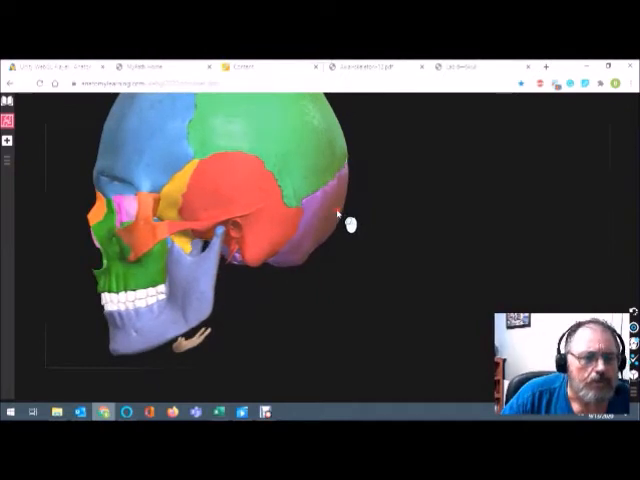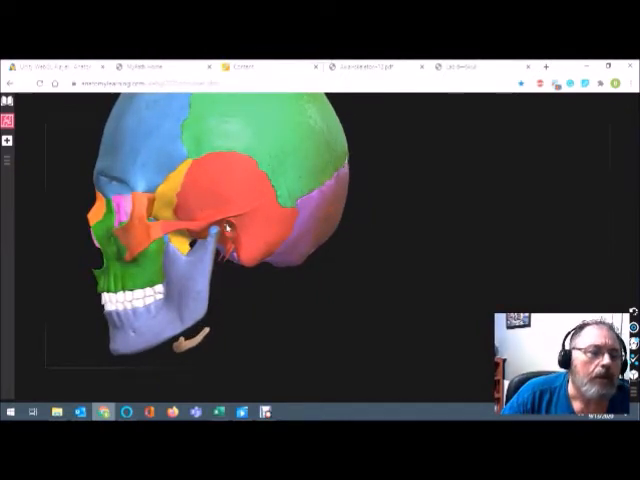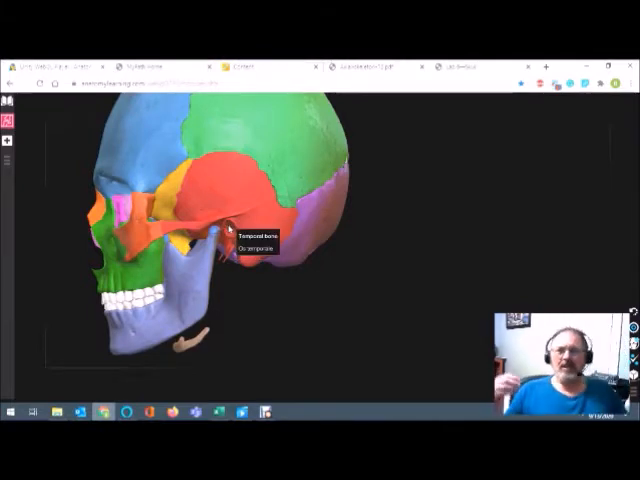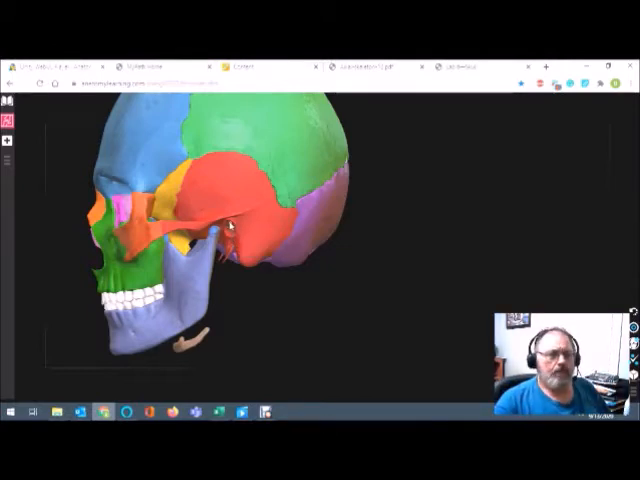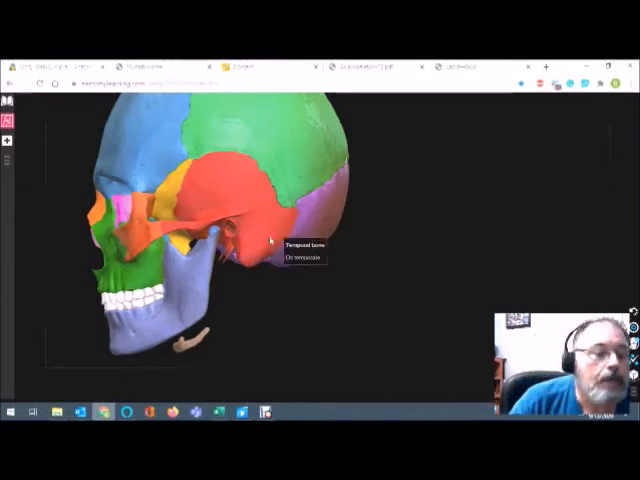Other structures on the temporal bone include the external auditory meatus. And a meatus is sort of a dead end opening. It's like a cul-de-sac in a neighborhood. So this goes into our head, to the tympanic membrane, and that is where our sense of sound is located.